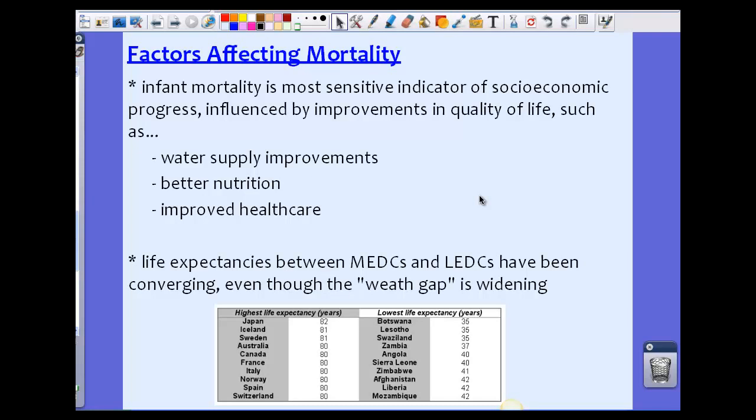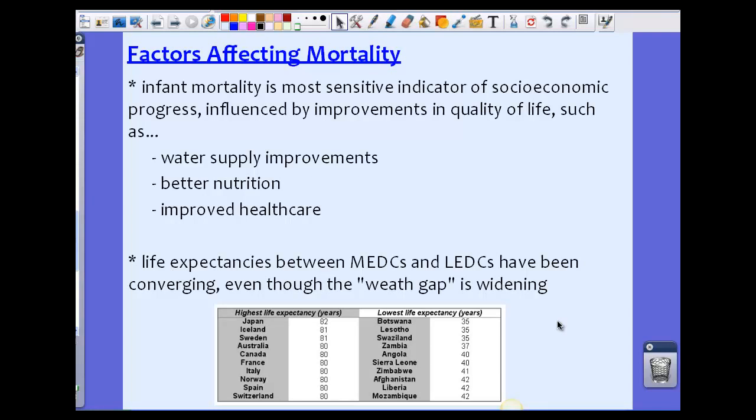Now, infant mortality is the most sensitive indicator of socioeconomic progress because it is influenced by improvements in quality of life, such as water supply improvements, better nutrition, and improved healthcare. So if you have a very low infant mortality rate, chances are you have better water, you have better nutrition, and you have a good healthcare system. These are very much an indicator of socioeconomic progress.